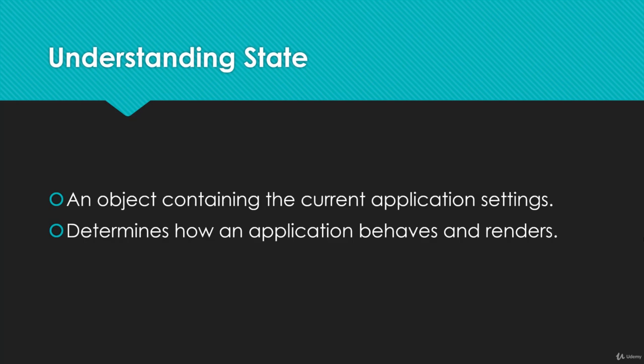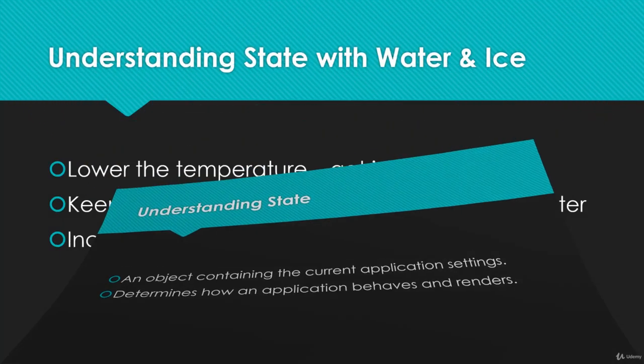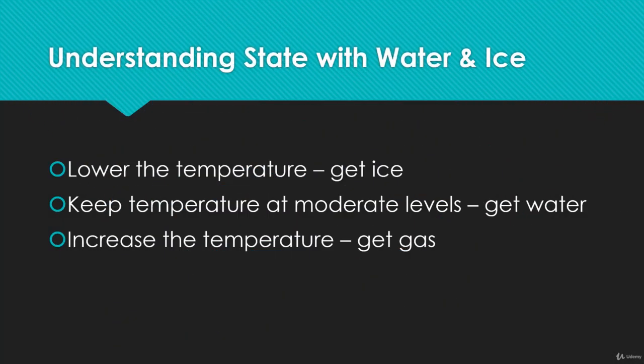Let me explain with an analogy. Take a moment to think about water and ice. What's the difference between the two? The difference would be their temperature. Just by changing the temperature, you can change how these two appear and behave. If you were to place water inside a freezer, then it would turn into ice. If you were to place it on a hot stove, then it would evaporate and turn into gas. The state changes just by changing one value, the temperature.